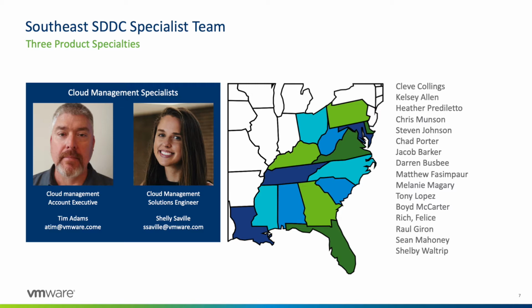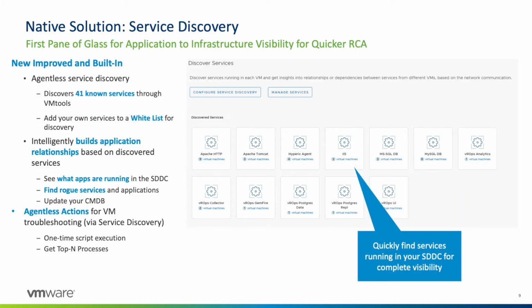The first topic we're going to go into today is service discovery. Service discovery was a new feature in VROps 8, and it helps you discover services running in each VM, as well as build relationships and dependencies among the services from different VMs. Using service discovery, you can view base metrics on the services you want to monitor, and you can use service discovery dashboards integrated into the tool to monitor those services.